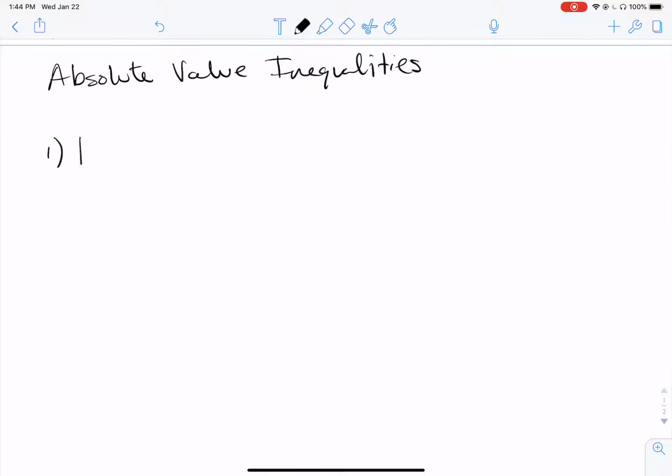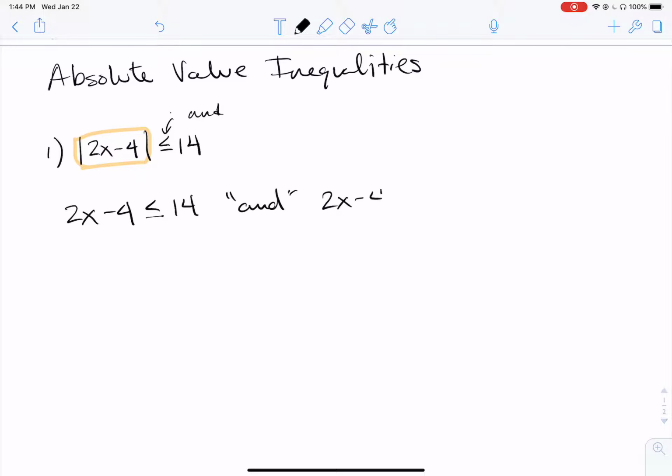Problem number one, we want the absolute value of 2x minus 4 to be less than or equal to 14. Since the absolute value is isolated, this inequality means that we have the compound inequality AND. So we're going to create 2x minus 4 less than or equal to 14, and 2x minus 4 greater than or equal to negative 14.